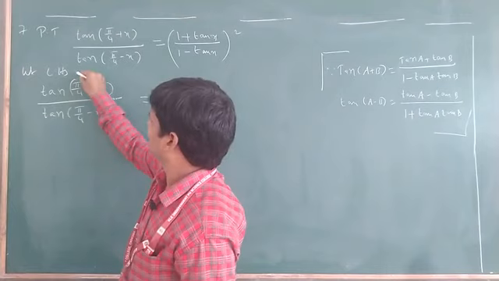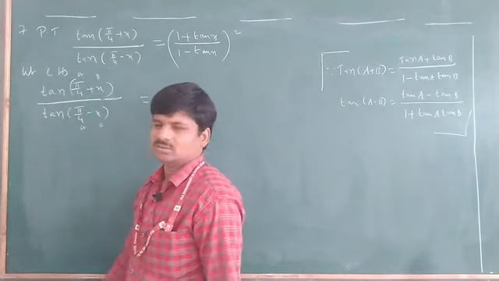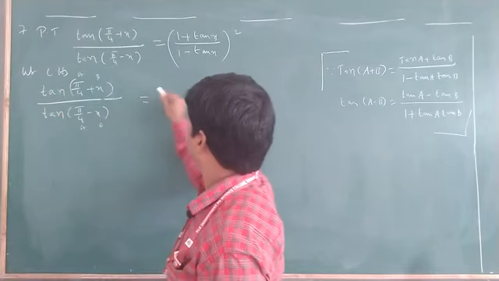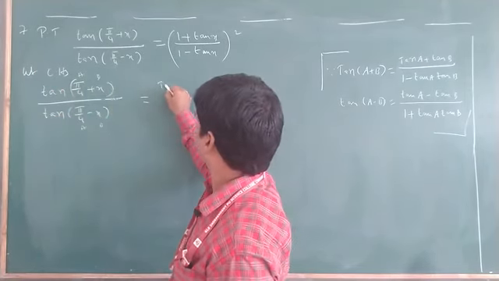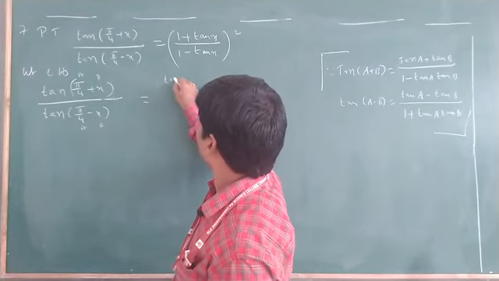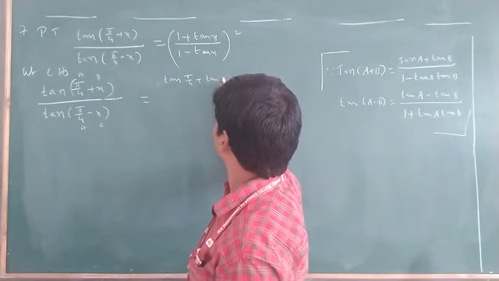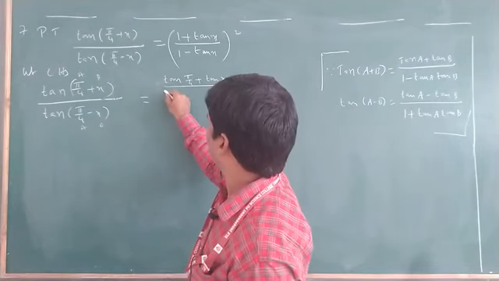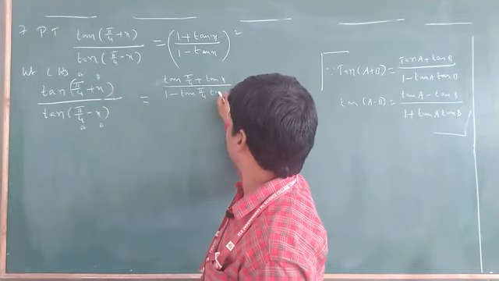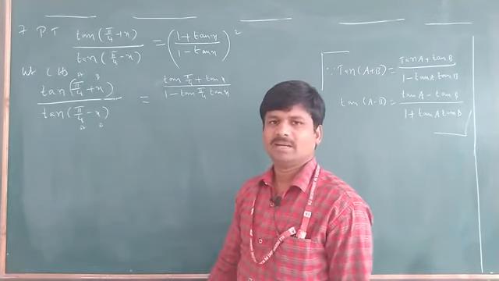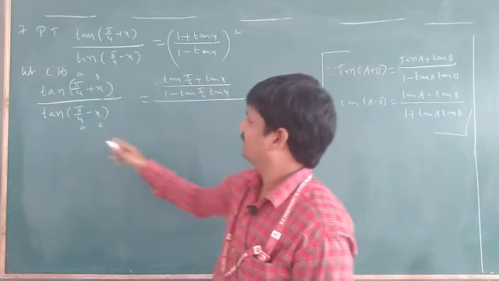Here this value is a, this value is b. Here also it is a, it is b. So tan of a plus b: a means here pi by 4, b means here x. Then what is it? Tan a plus tan b by 1 minus tan a tan b.